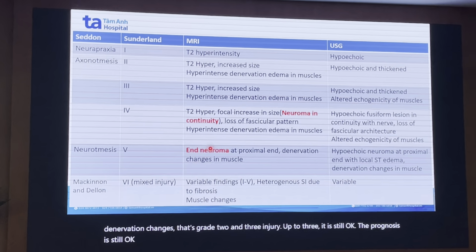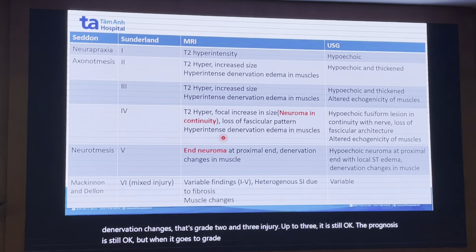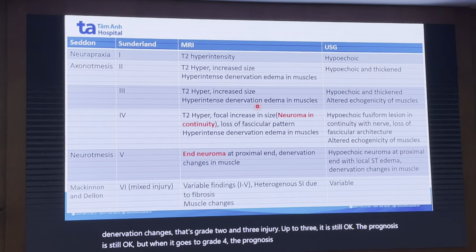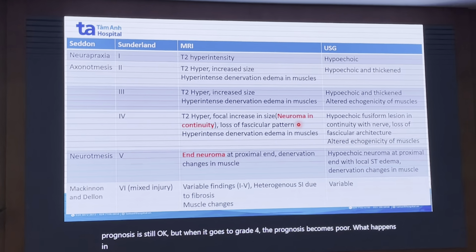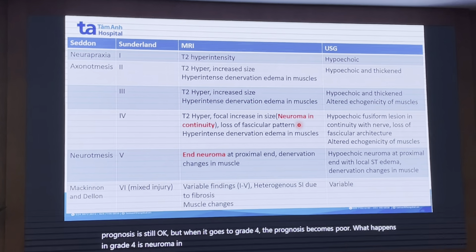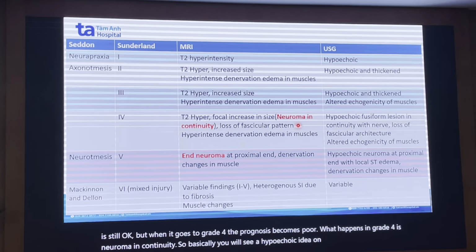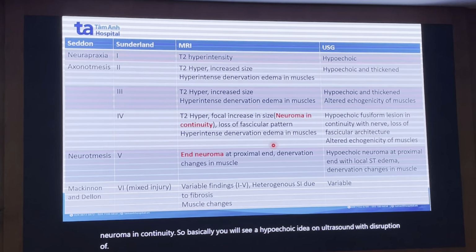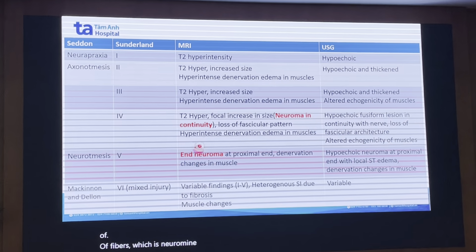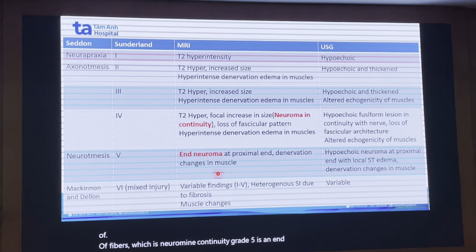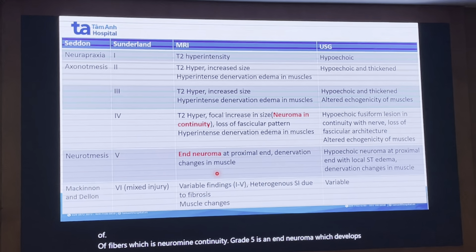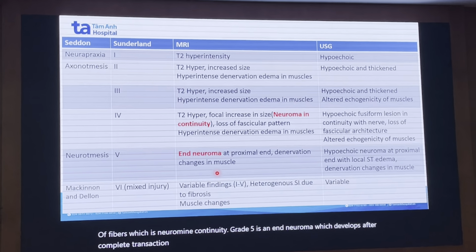But when it goes to grade 4, the prognosis becomes poor. What happens in grade 4 is neuroma in continuity. So basically you will see a hypoechoic area on ultrasound with disruption of nerve fibers, which is neuroma in continuity. Grade 5 is an end neuroma which develops after complete transection and retraction of the nerve ends.